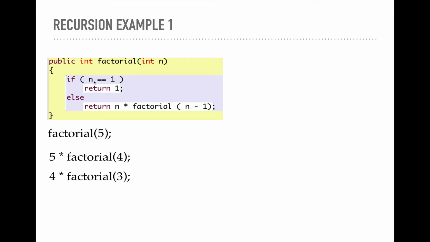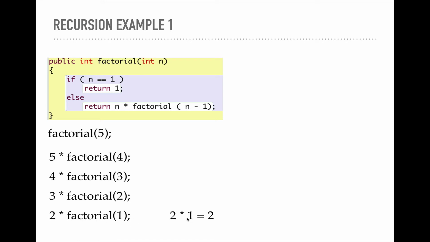Then we have factorial 3. Does 3 equal 1? No. So it's going to return 3 times factorial 2. Then we have the case where, does 2 equal 1? No. So we're going to return 2 times factorial 1. And we've gotten to the end here because we know what factorial 1 is. If n equals 1, we're going to return 1. So I know this is 1.